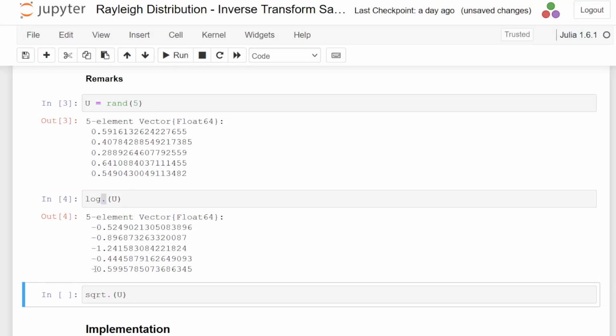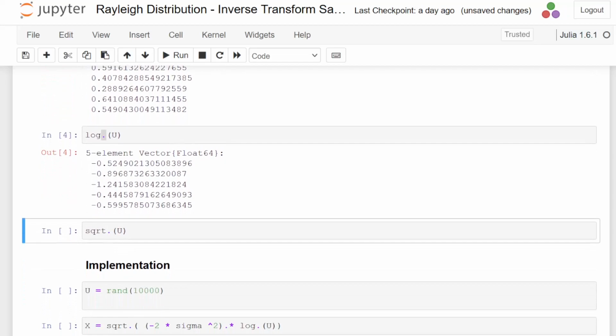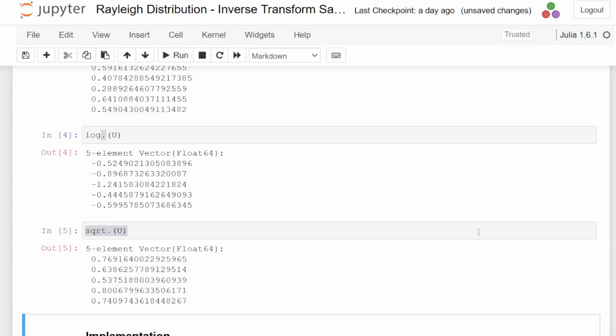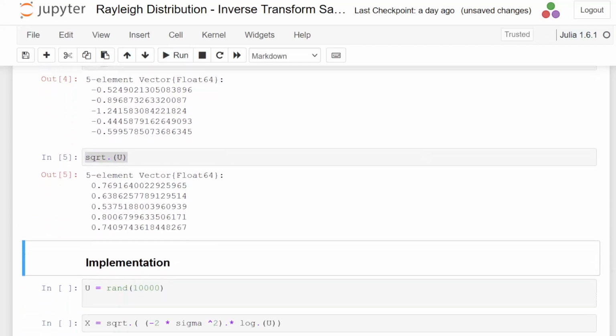So remember, if x is less than 1, log of x is going to be negative. So that's to be expected. Square root of all the values of u, so square root dot u. So essentially what I'm saying is don't forget the dot between the function and u.